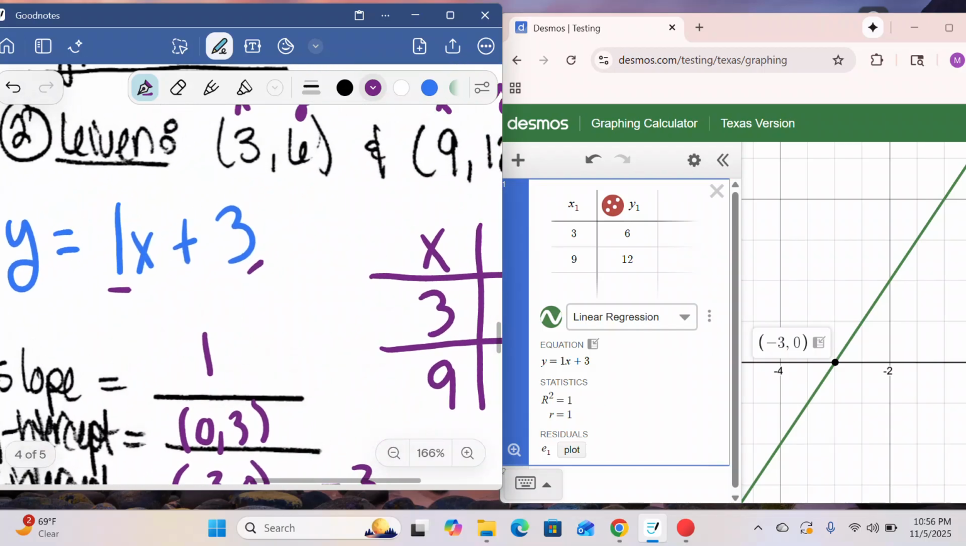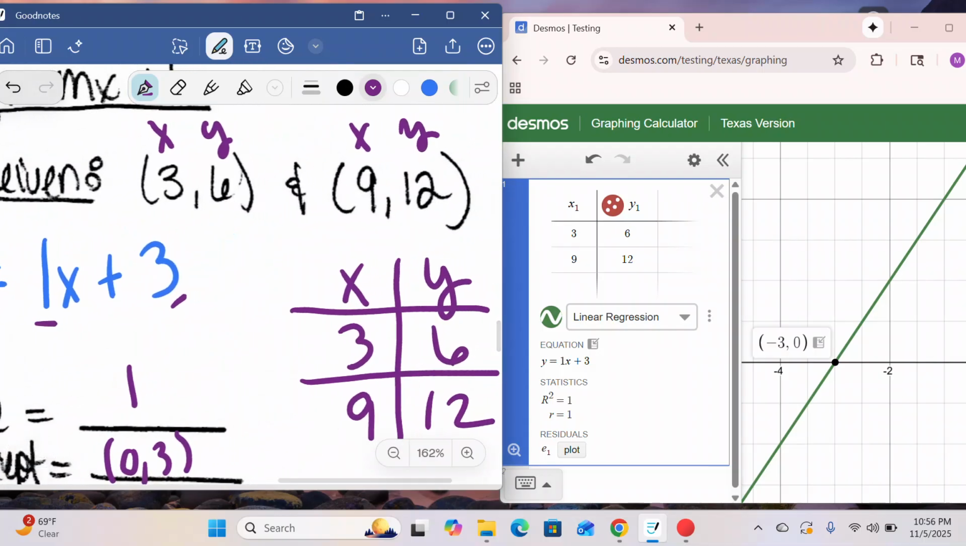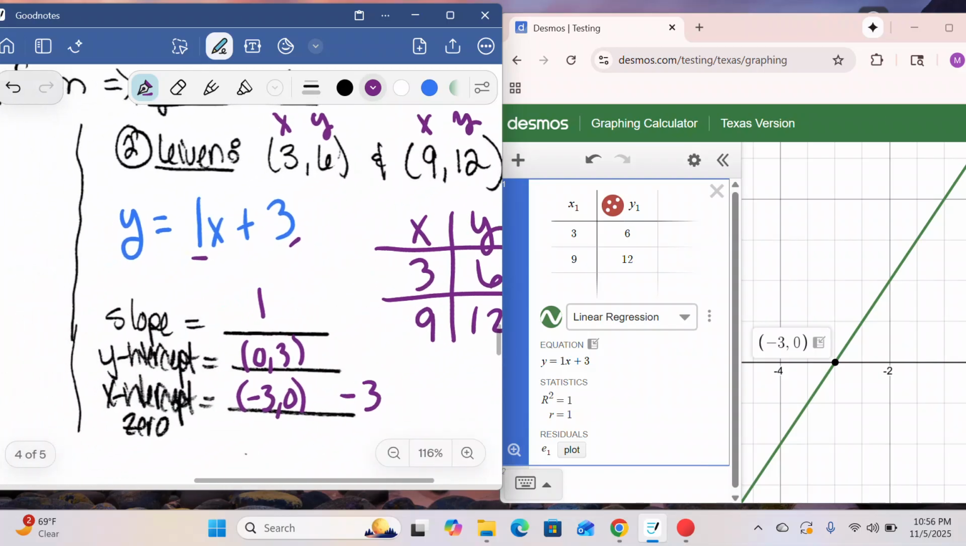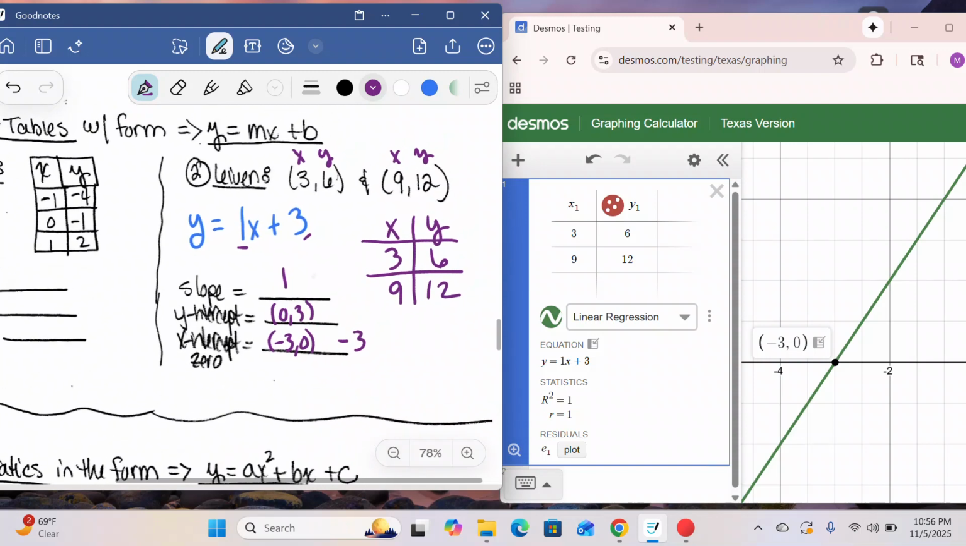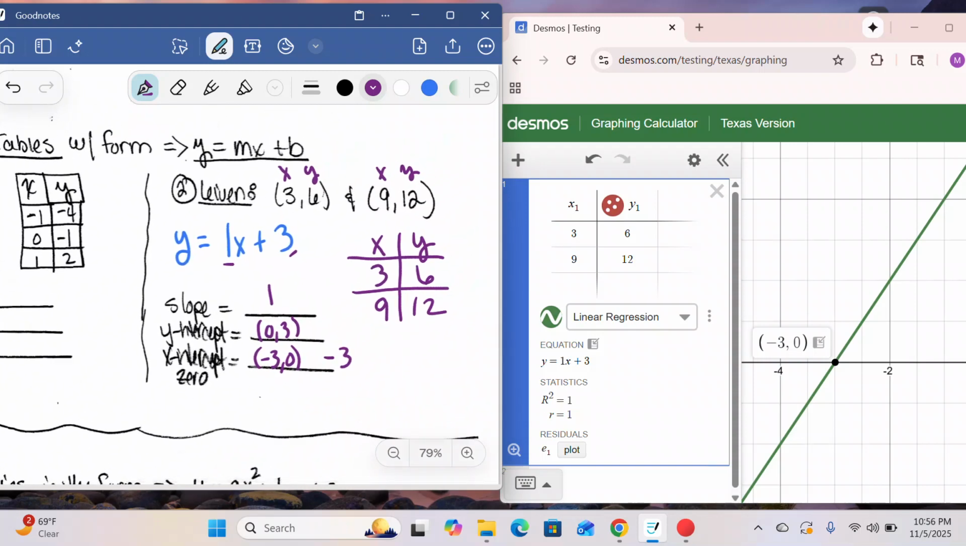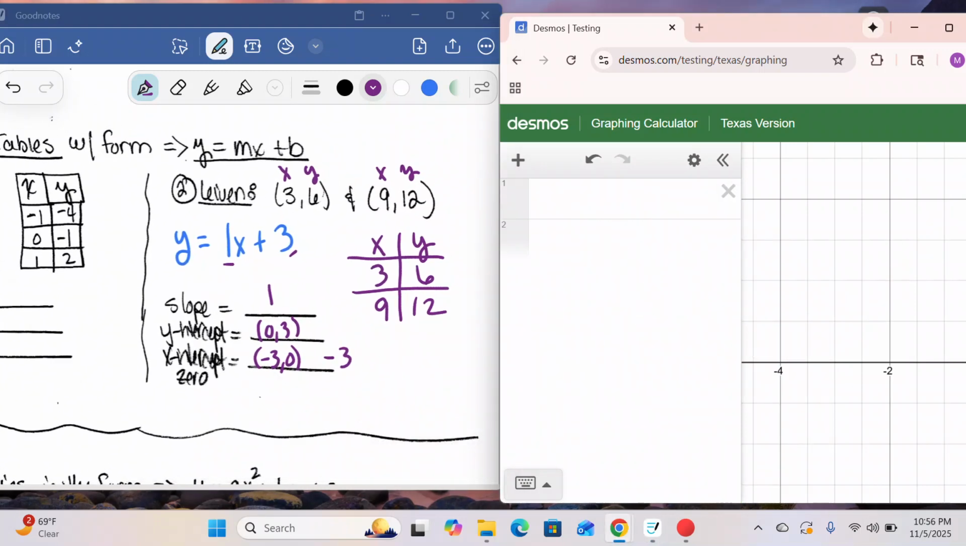So given a point, where we used to do y2 minus y1 divided by x2 minus x1, no longer do you have to do that. Now you can just put it in Desmos and let Desmos do all the work for you. So that is how simple some of these equations become. So that is just a little brief overview on our linear. If it's a linear, it is a line.